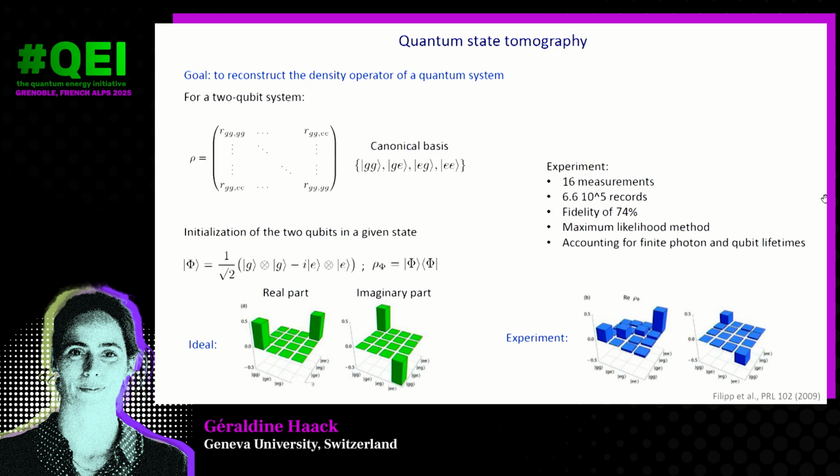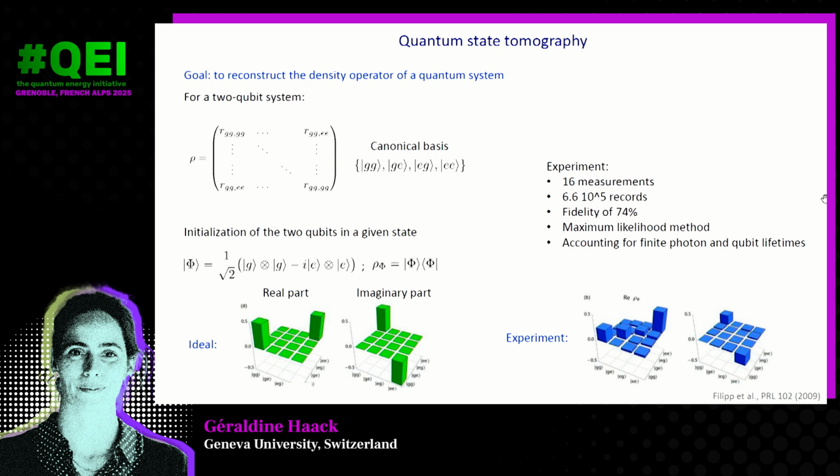Of course, they do this measurement, and then the idea is that they redo the experiment. So they reinitialize their qubits, they remeasure, and then they do some statistics over 6.6 times 10 to the 5 repetitions of the experiment, and then they can calculate some fidelity.